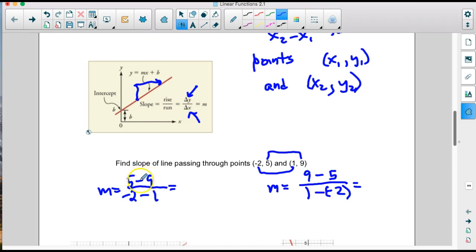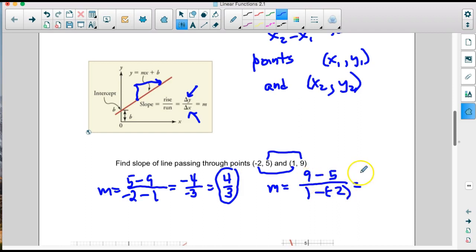Okay, so in this case, 5 minus 9 is negative 4. And negative 2 minus 1 is negative 3. Since those are both negative, I can write that as 4/3. And that's how I would write the slope, since it doesn't reduce.